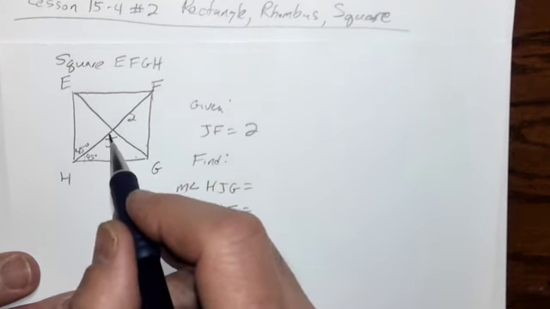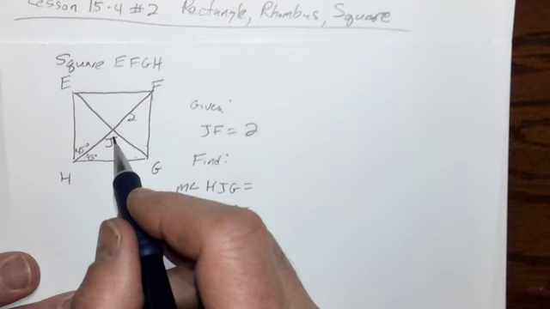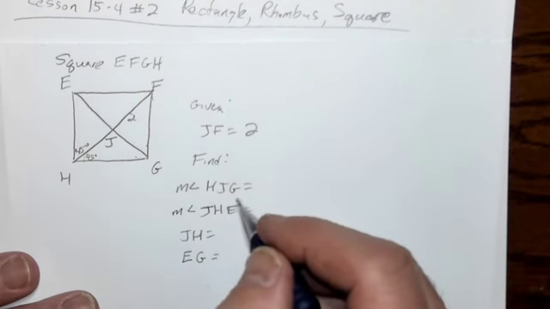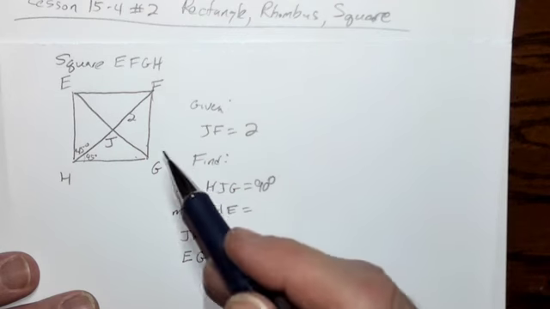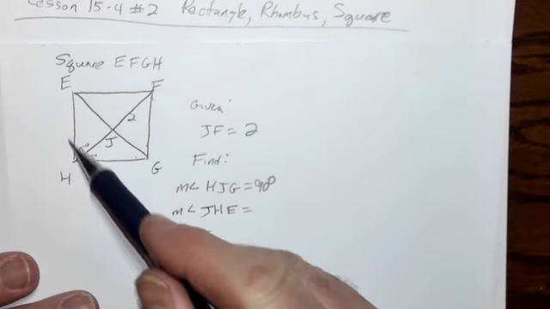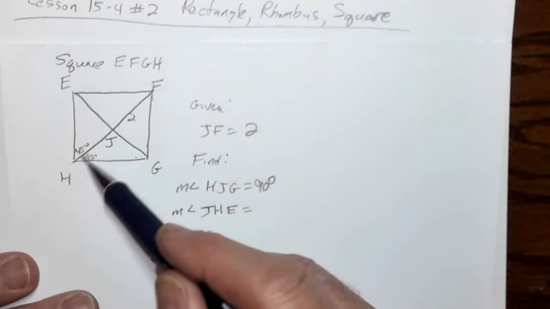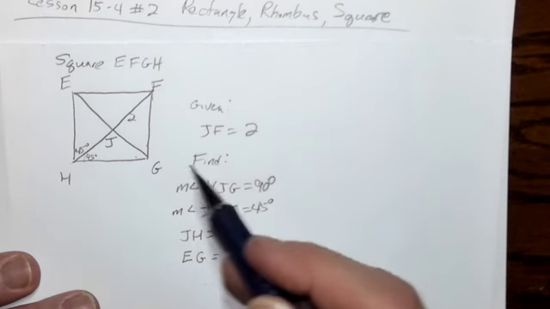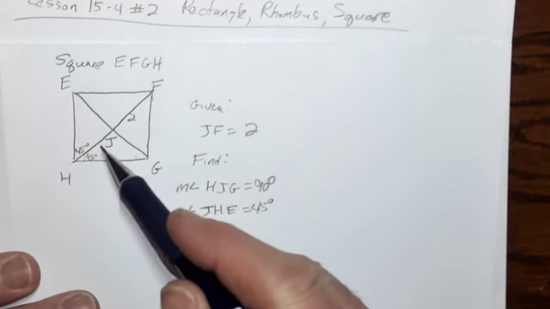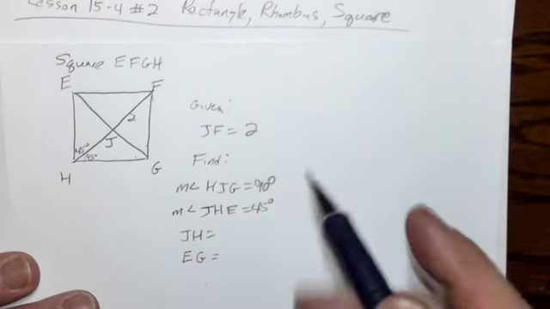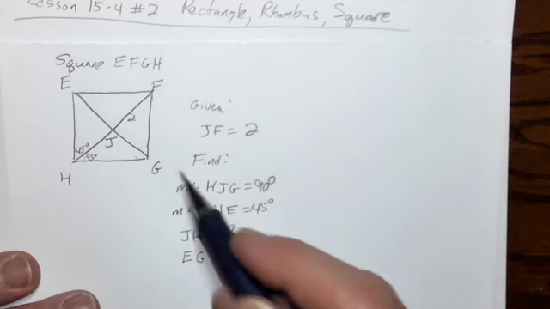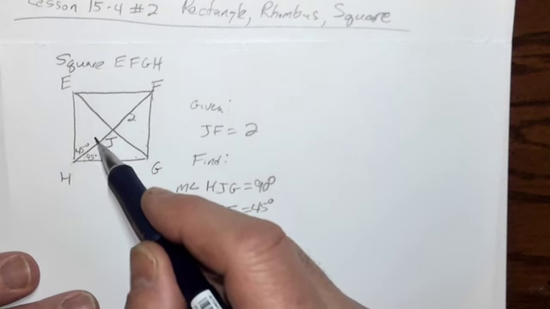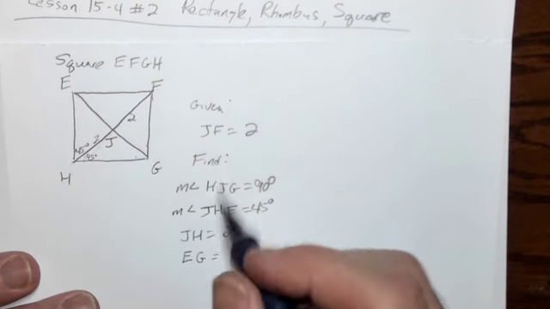If we want the measure of angle HJG, well, again, because a square is a rhombus, I know these are perpendicular, so in a square they're perpendicular. So that's going to be 90 degrees. Angle JHE. Now we just addressed that because this bisects that angle, it's going to be 45 degrees. If JF is 2, JH is going to be 2 because they bisect each other.